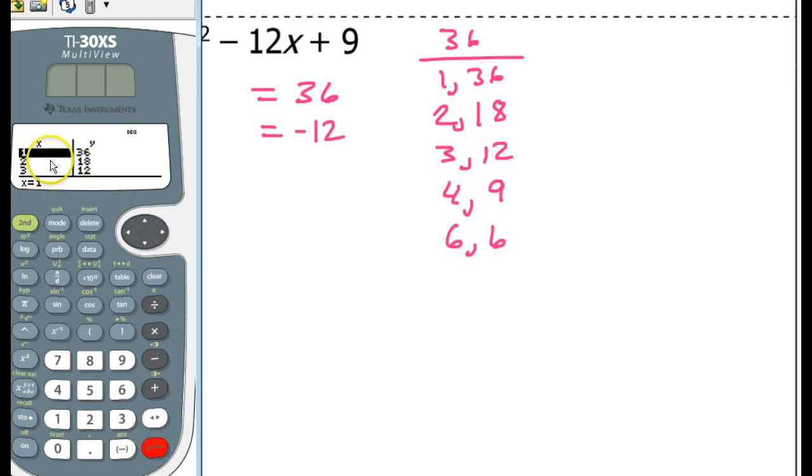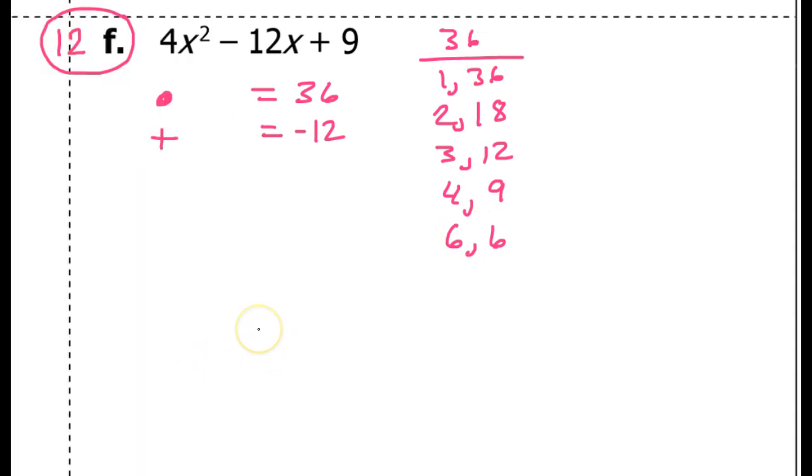Okay, and notice how this matches what I wrote down. 1 and 36, 2 and 18, 3 and 12. Let me scroll down. Okay, 4 and 9. Ignore the one with the decimal. 6 and 6. Alright, the calculator will just generate the table for you if you ever need it.